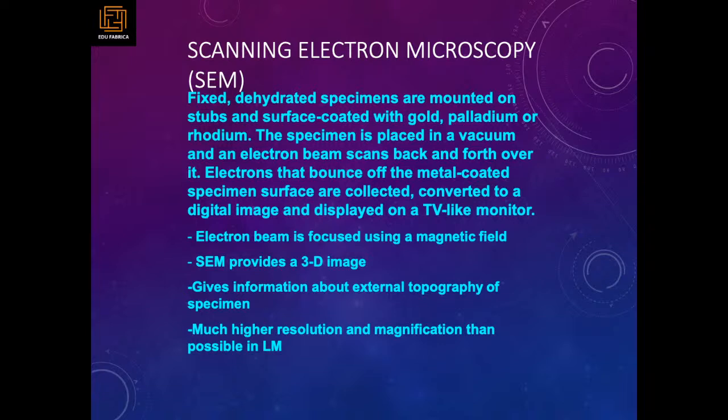The electron beam is focused using a magnetic field, and the scanning electron microscope provides a 3D image which gives information about the external topography of the specimen, with much higher resolution and magnification than is possible in light microscopy.